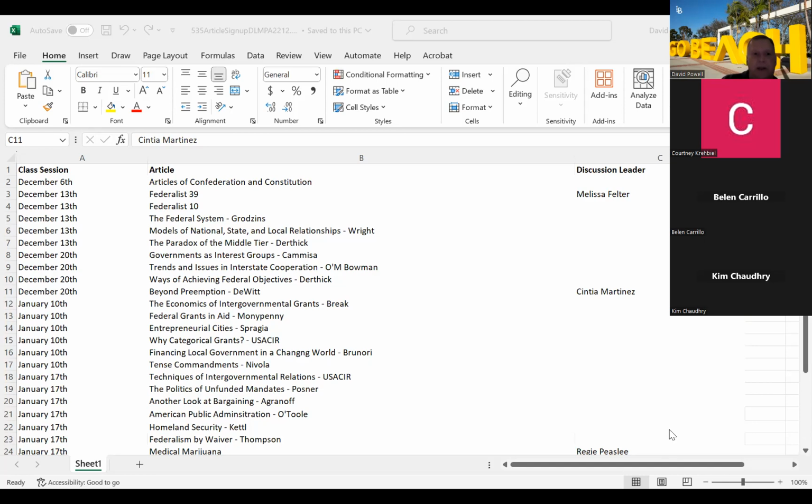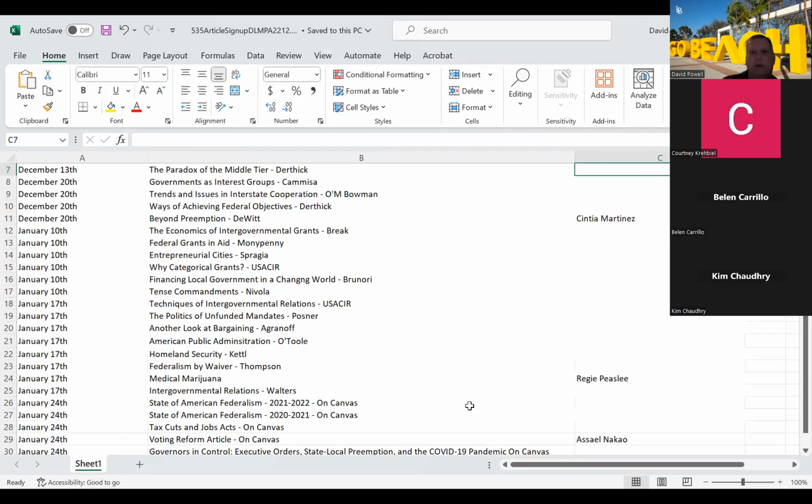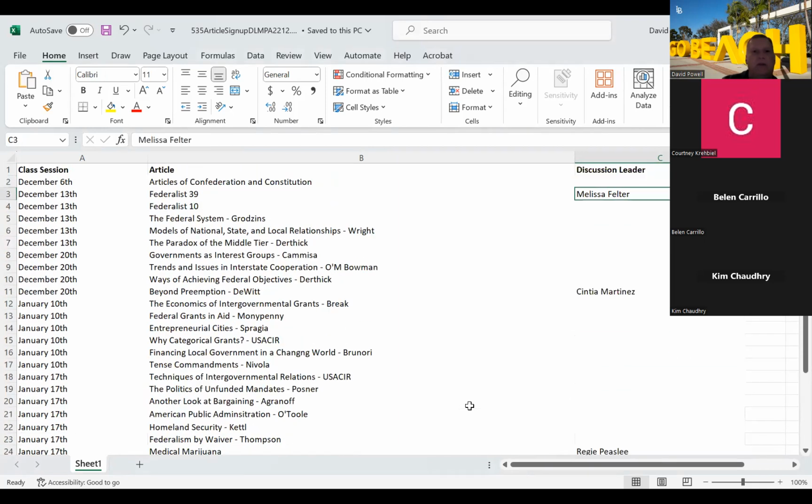And then January 10th, you'll see the fiscal federalism articles we have assigned. Then on January 17th, we'll get into the administrative aspects of federalism articles. And then the 24th, we'll get into what I consider to be our more current and future issues of intergovernmental relations.